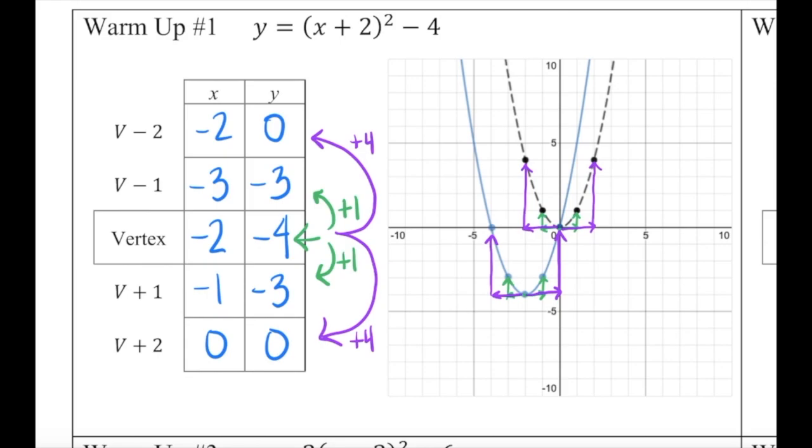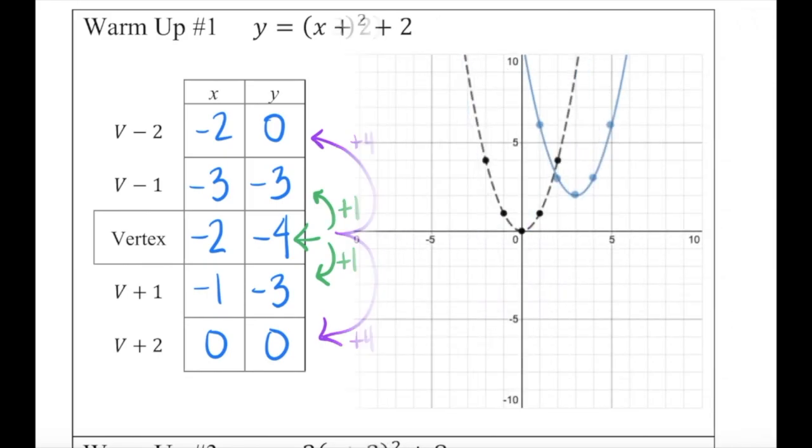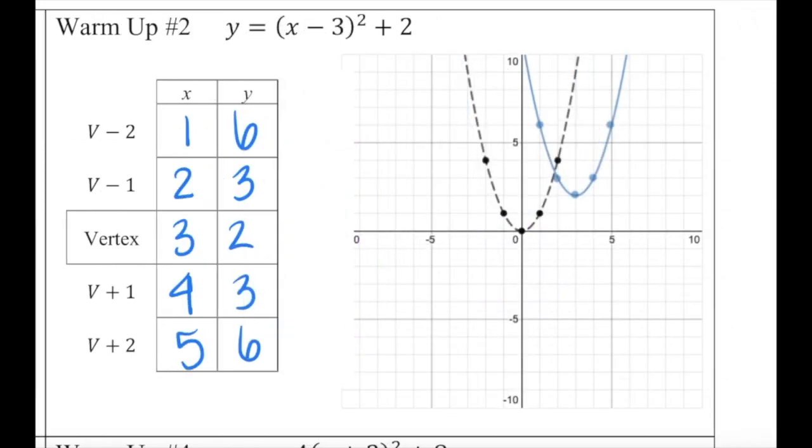And we can actually use this to graph it in the future. Do we observe the same pattern in warm-up 2? Well, let's see. Starting at the vertex, in both the graph and the table, as I move 1 away, what's my change? 2 plus 1 is 3. And we can see that in the graph as well. 1 away, up 1, 1 away, up 1.